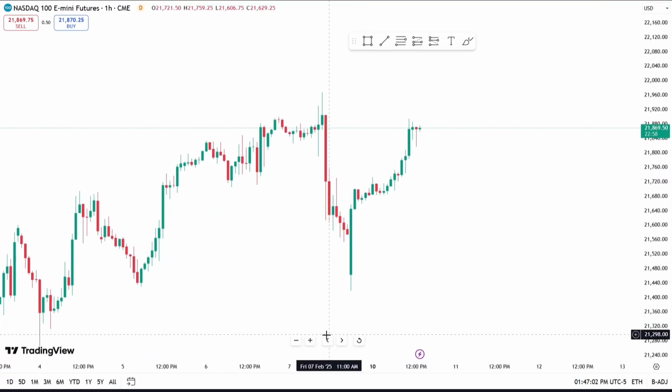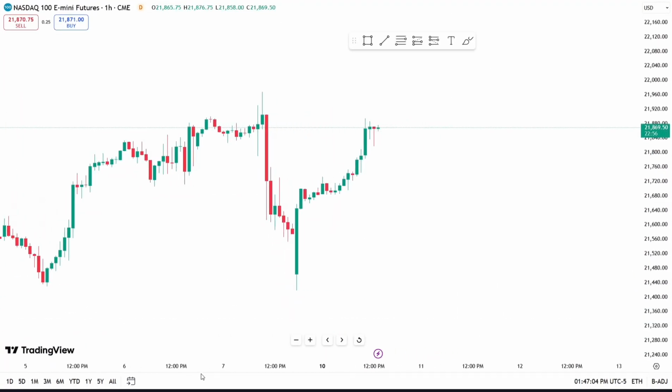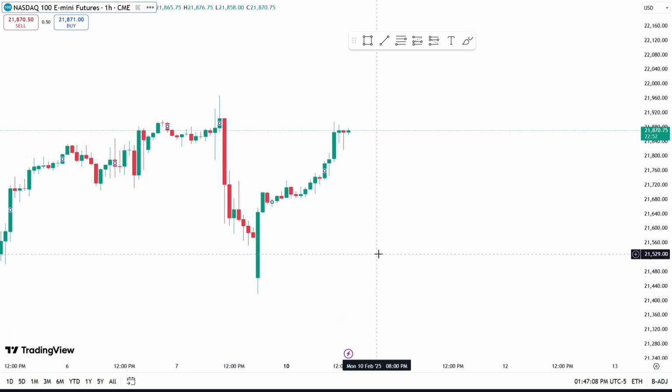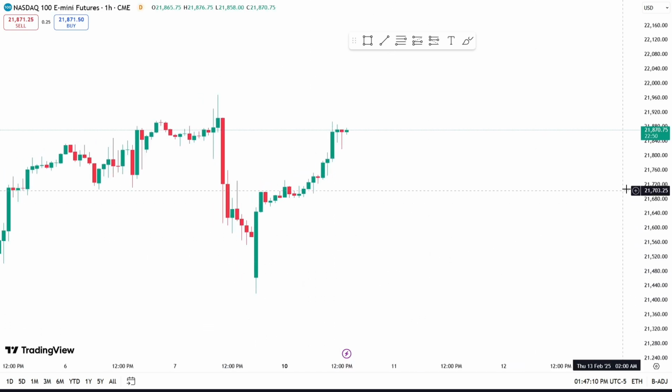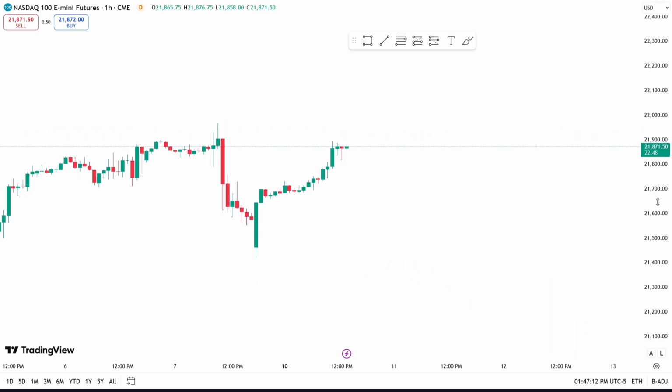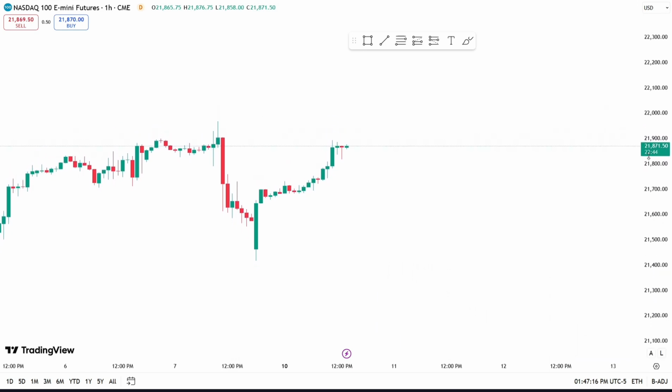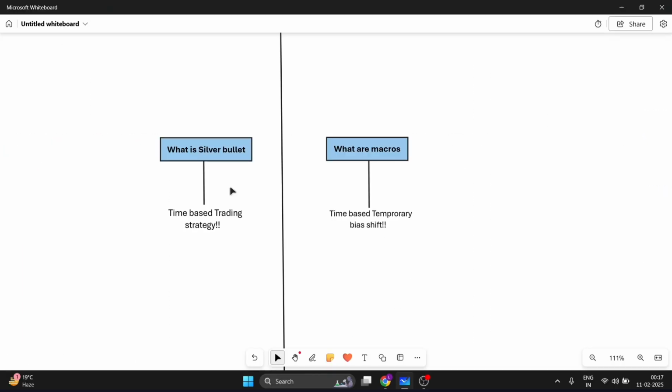So here I want to ask you one thing. What are you looking at on this axis? Time, right? And what are you seeing on this axis? Price, right? That means time and price are superior to anything else in the market. So, I'm going to tell you a strategy based on time and price. Let's begin our video.